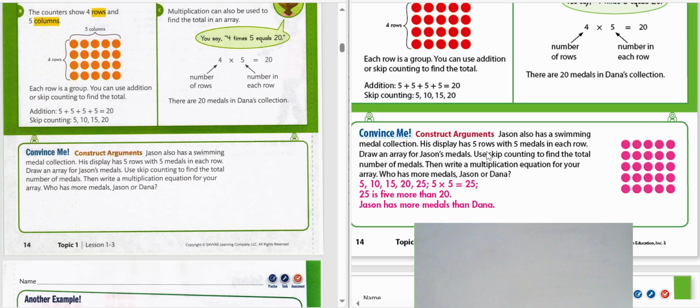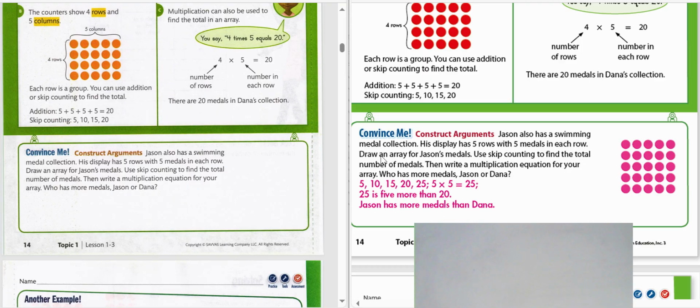His display has 5 rows. Count with me. 1, 2, 3, 4, 5. 5 rows, with 5 medals in each row. 1, 2, 3, 4, 5. Then we can write 5 by 5. 5 times 5 equals 25. We can write it as multiples of 5: 0, 5, 10, 15, 20, 25. Then 5 times 5 equals 25.